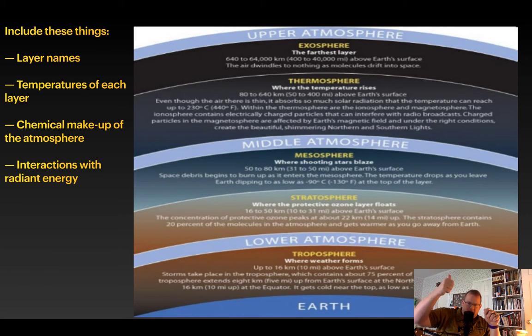the temperature goes down. So in the troposphere down here, as you go up, the temperature goes down. When we get to the stratosphere, as you go up, the temperature goes up. And then when you get to the mesosphere, as you go up, the temperature goes down. So it's this process of up and down on temperature. The top of the mesosphere, where it meets the thermosphere, is about negative 130 degrees.